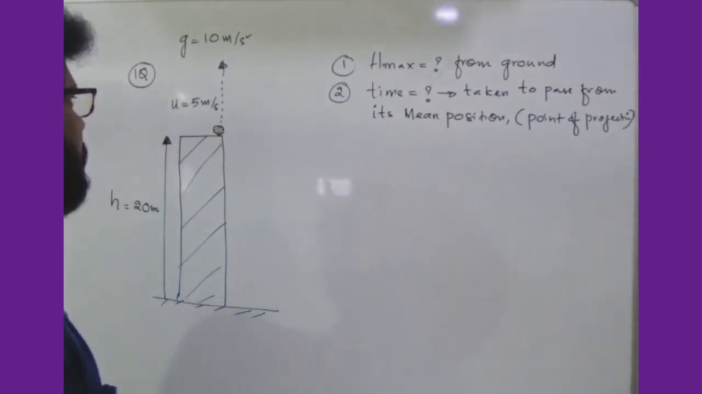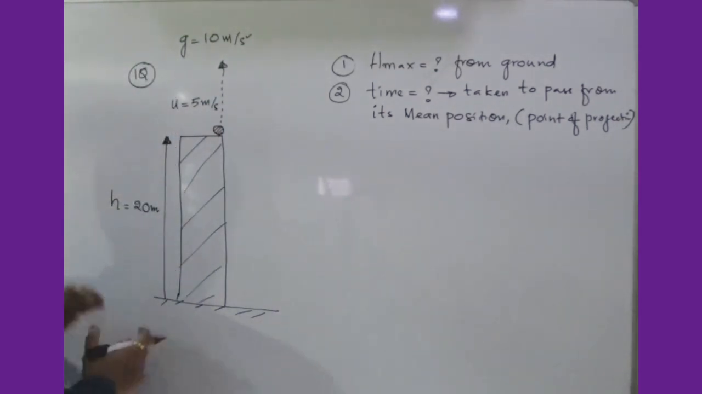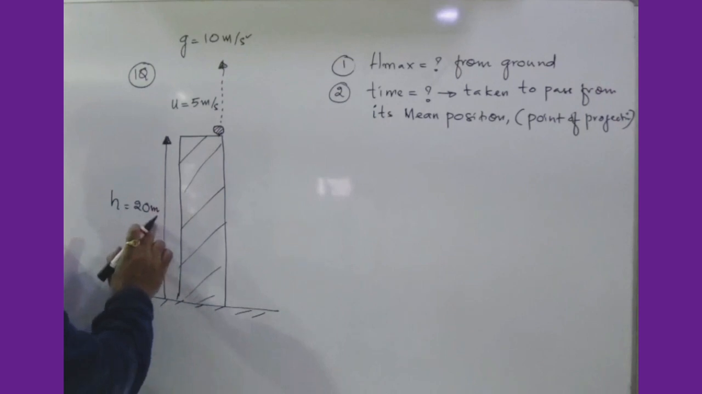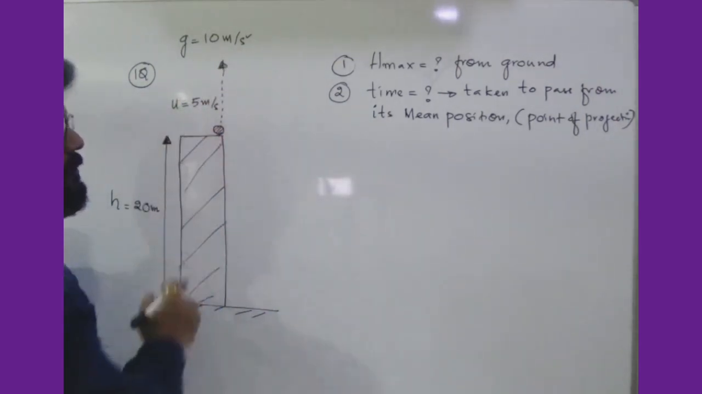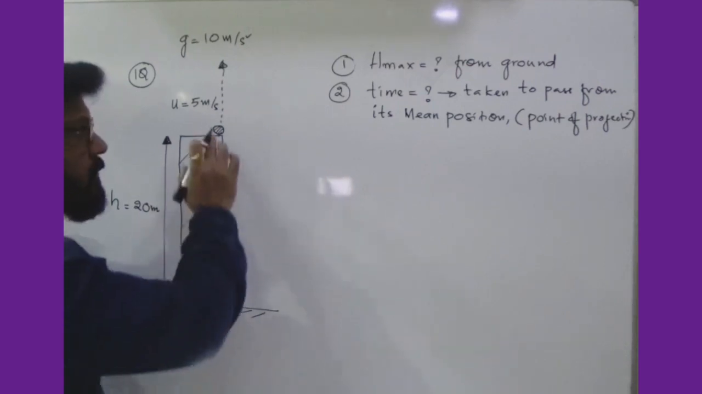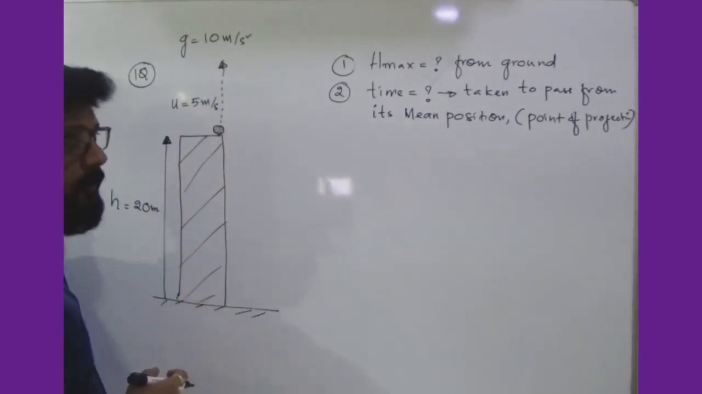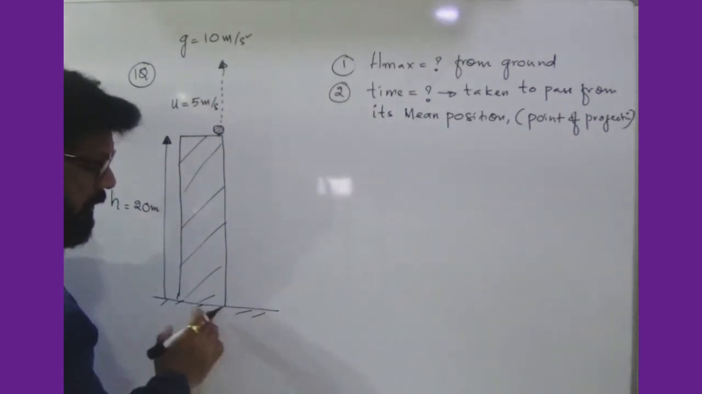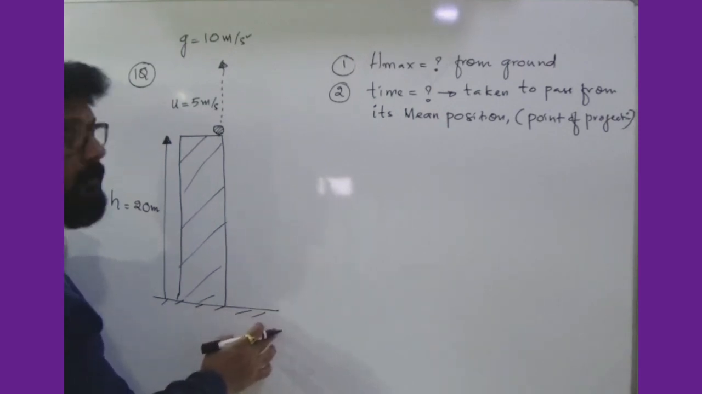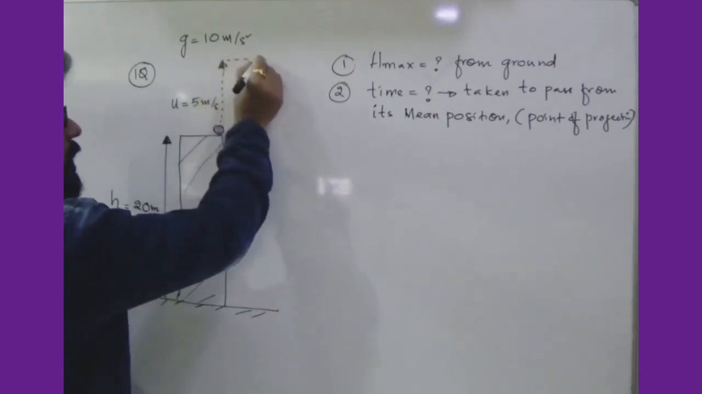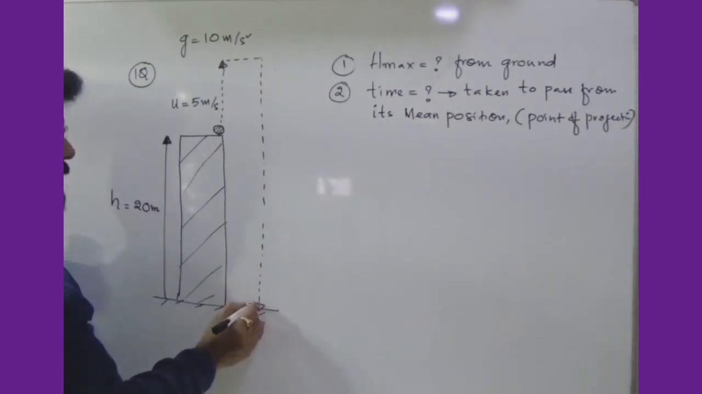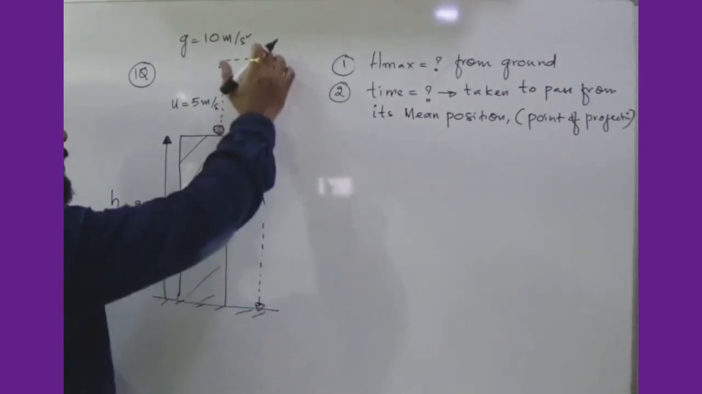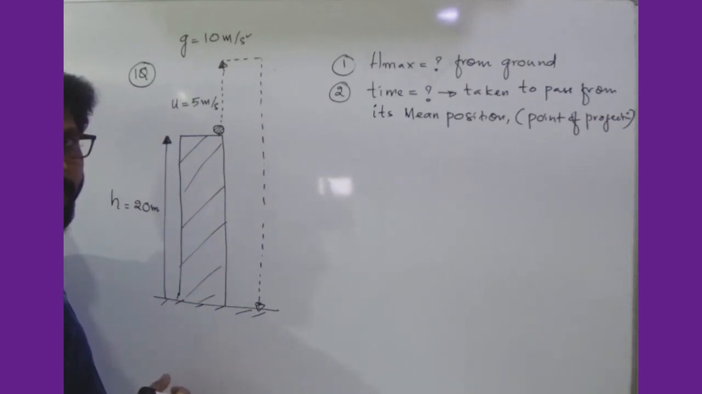Here is a problem. I'll take off with a problem. There is a tower of height 20 meters. A body is projected with an initial velocity of 5 meters per second. What is the maximum height reached from the ground? That means it will go to a certain point and return back, right? So from the ground, what is the maximum height being asked?